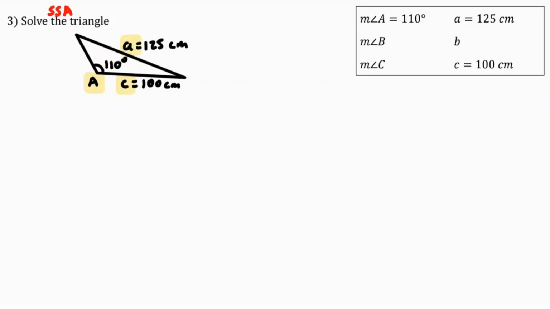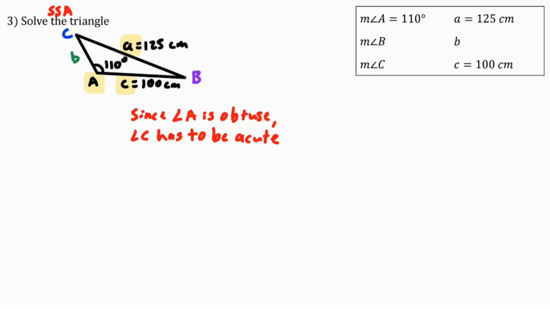We'll notice that this is a side-side-angle, so there's a chance that there's a second triangle with this problem. However, if we look at measuring angle A, we notice it's 110 degrees, which is an obtuse angle. If angle A is 110 degrees, then angle B plus angle C should be 70 degrees. Therefore, angle C must be less than 70 degrees, or angle C must be an acute angle. So if we're given this option, then we should only have one triangle.